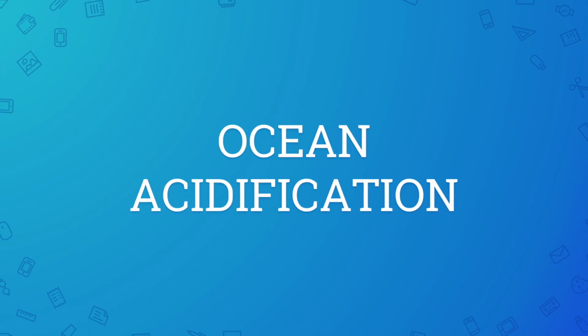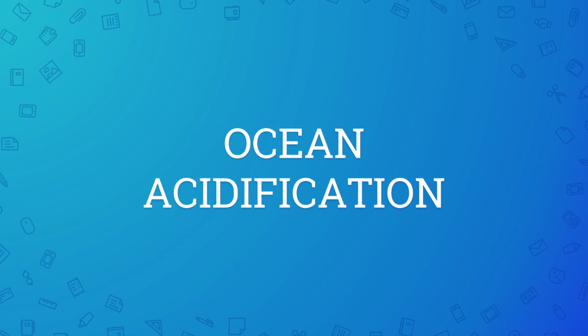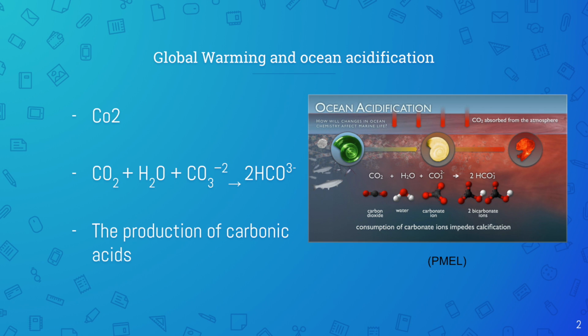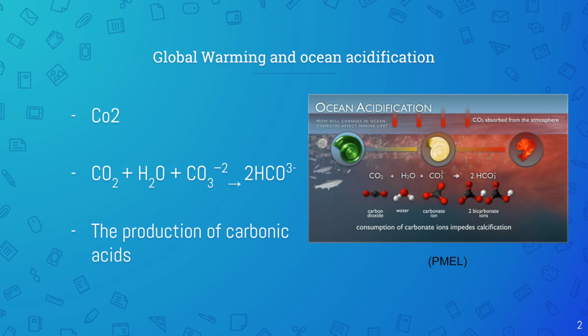Today I'll be explaining ocean acidification and global warming and its harm to the ecosystem. To start off, we need to mention the cause of global warming and ocean acidification to the environment. It all started from the Industrial Revolution. The Industrial Revolution caused the release of CO2, carbon dioxide, from the burning of fossil fuels.